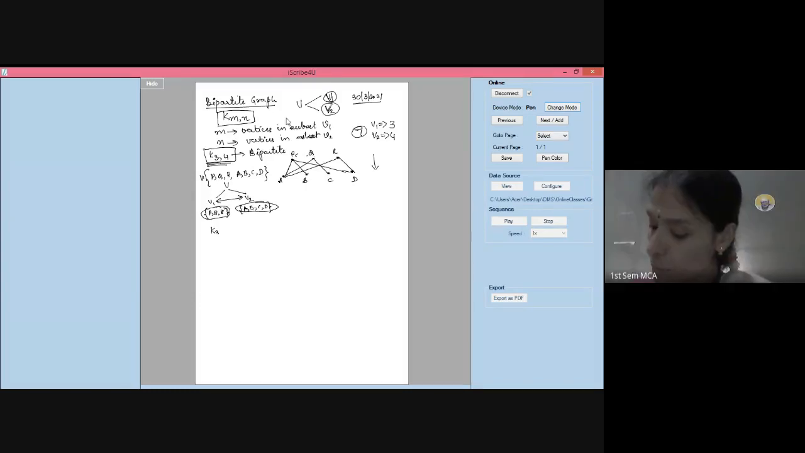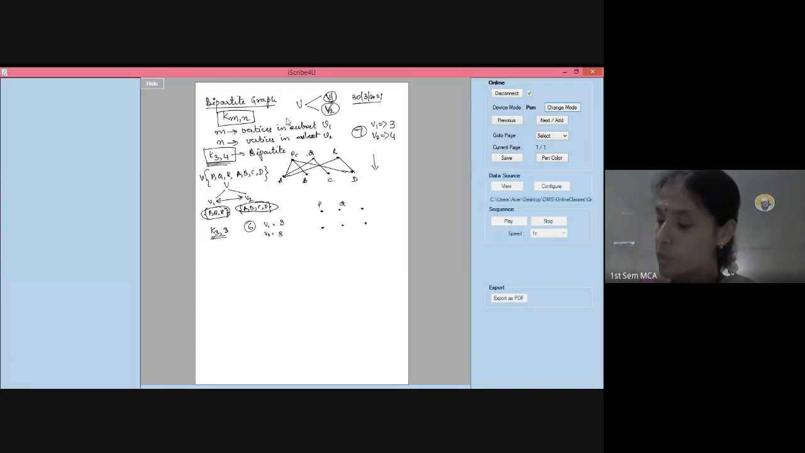Suppose I take one more example, K3,3. K3,3 means what? You have a total of 6 vertices and you are dividing this into 2 subsets. V1 contains 3 vertices and V2 contains 3, because they have given 3, 3. So you have to take it like that only. So if I have to draw K3,3, similarly, I can draw in a similar manner.